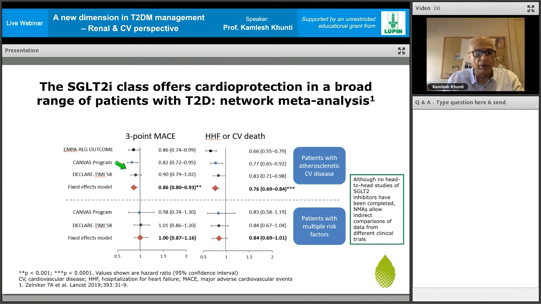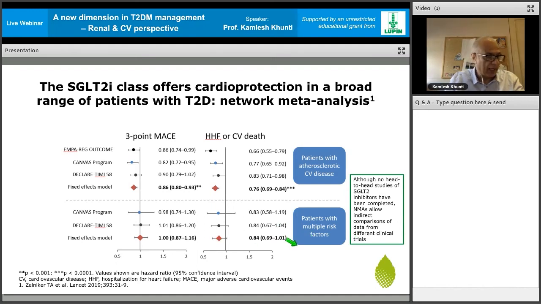This is looking at 3-point MACE, which we've just gone through. This is a meta-analysis of 3-point MACE for the 3 trials, EMPA-REG, CANVAS, DECLARE. The 14% reduction is a very similar 14% reduction on 3-point MACE. And if we look at patients with multiple risk factors, no benefits there at all. But if we go to hospitalization for heart failure or cardiovascular death as a composite, you get a 24% reduction in people with established cardiovascular disease, and about a 16% reduction, which just missed significance, in patients with multiple risk factors.